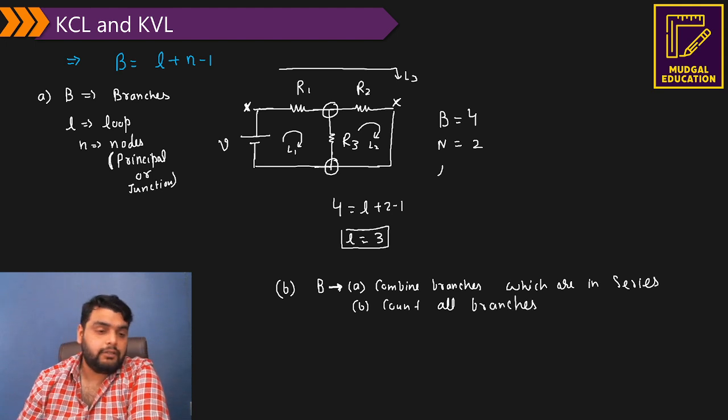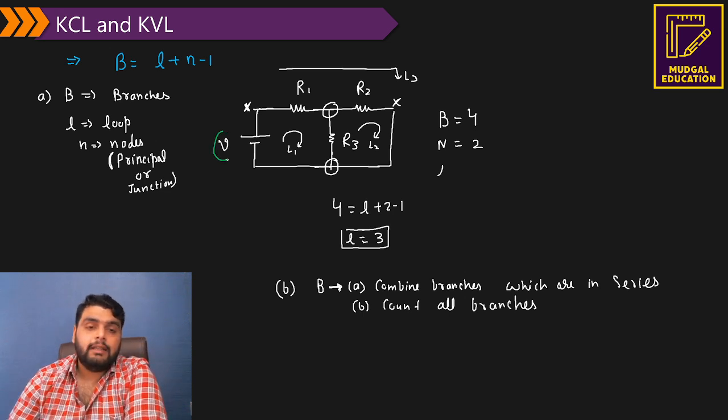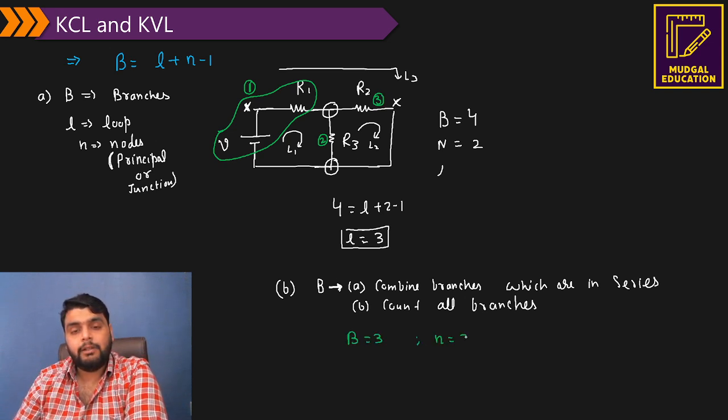What is the meaning of this line? Listen very carefully. Here in the above network, this voltage source and R1 are in series. So these two branches are in series, and I will count them as one branch. This R3 I can count as a second branch, and this R2 I can count as a third branch. So according to this approach, we have three branches. Again, the principal nodes are two.